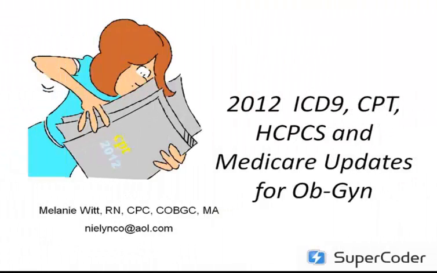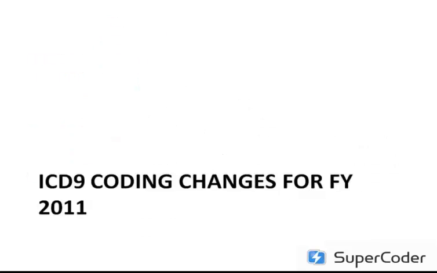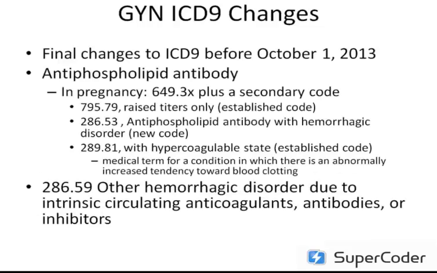Regarding antiphospholipid antibody. Now, this doesn't directly impact obstetric coding, but it does in a way because of the secondary code that you might want to add to the existing code 649.3 when the patient has this particular condition. So now in the book there is a code, of course, for raised titers. There is also now a new code for the antibody with hemorrhagic disorder, which is the most severe state for this. And then we have an established code, the 289.81, which is just for the condition being an abnormality and it's a tendency towards blood clotting.